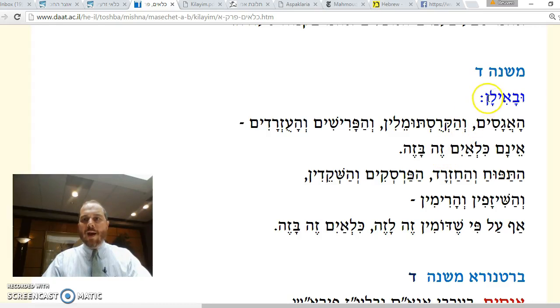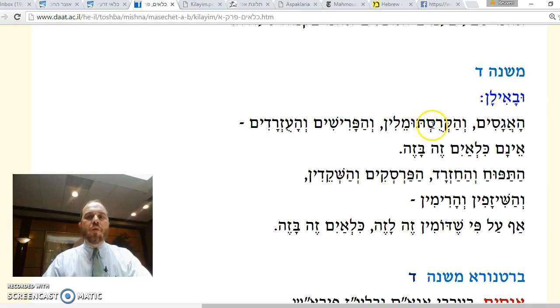Okay, we're on Kilayim, Perek Aleph, Mishnah Daled. We're talking about different types of species that are not considered Kilayim one to the other. So it says the Mishnah, Ba'ilan. In trees, we did vegetables and vegetated plants and different kinds of grains before. Now we turn our attention to trees.